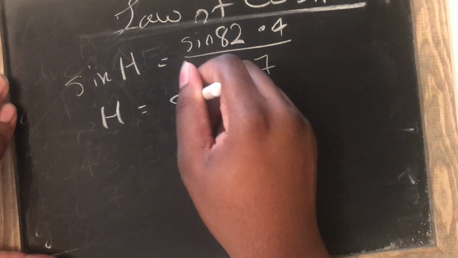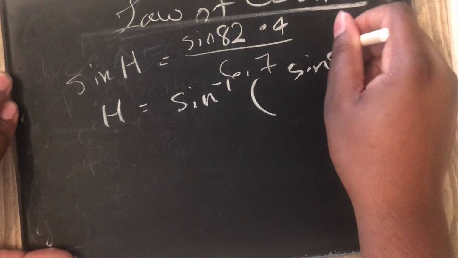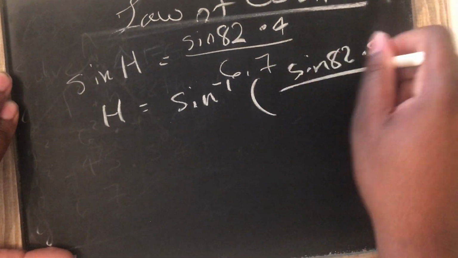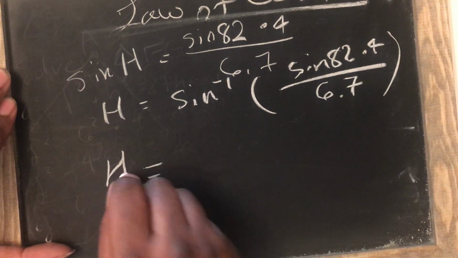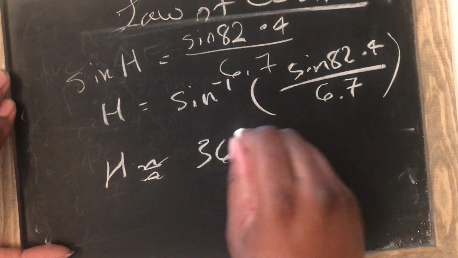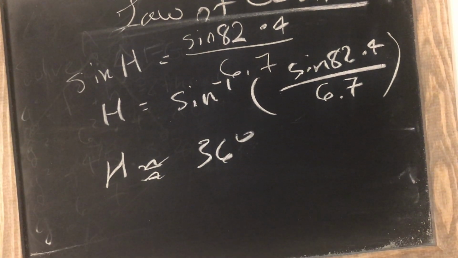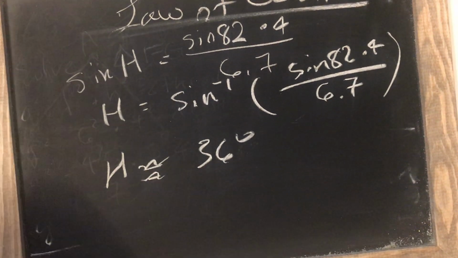If we put that into our calculator, H is going to be the inverse sine of the whole thing, which should yield about 36 degrees. And that's how you find H. So now check this out. We know what G is, we know what H is.